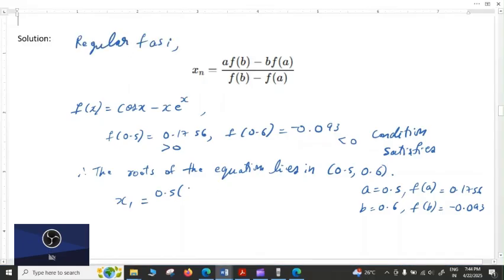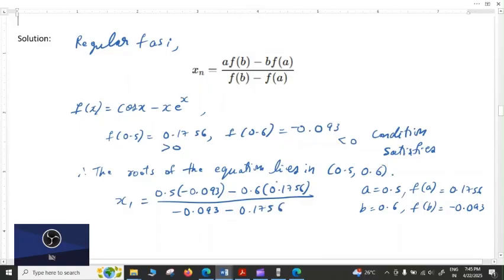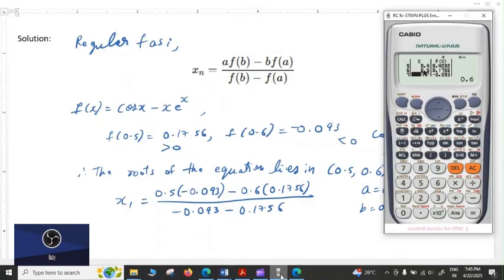0.5. Substitute here f of b, minus 0.093 minus b, we have taken 0.6, bracket we are going to take f of a, 0.1756 divided by, let us take this as minus 0.093 minus 0.1756. So just substitute f of b and f of a and b. Let us put it in the calculator. Go to the calculator. On the calculator, students, mode setup 1.